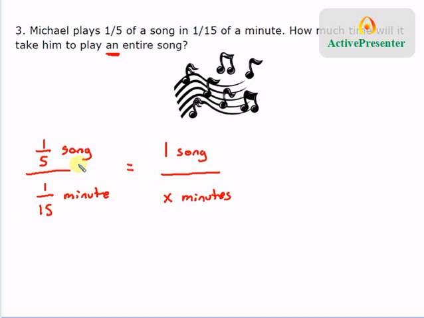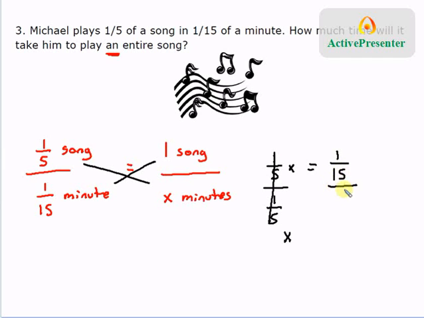And again, we're going to do our cross multiplication. That's going to give us 1/5 x, and that 1/5 times x is going to be equal to 1/15 times 1. Well, anything times 1 is itself, so 1/15. Then we want to get x all by itself. We're using our inverse operations. We're multiplying now, so we need to divide by 1/5. 1/5 divided by 1/5 is just 1, leaving us with x.